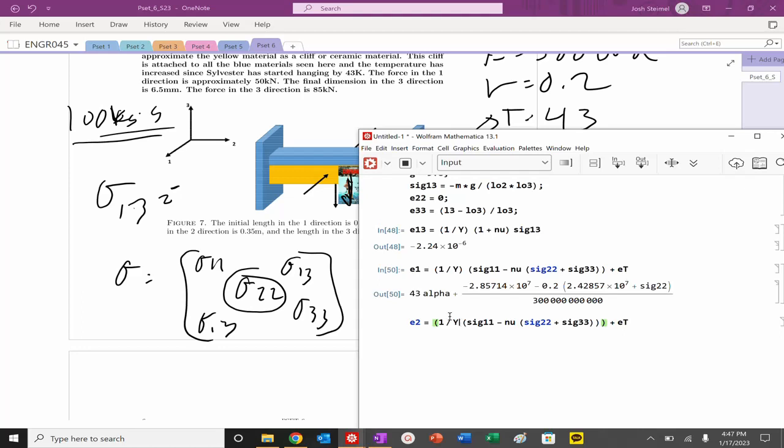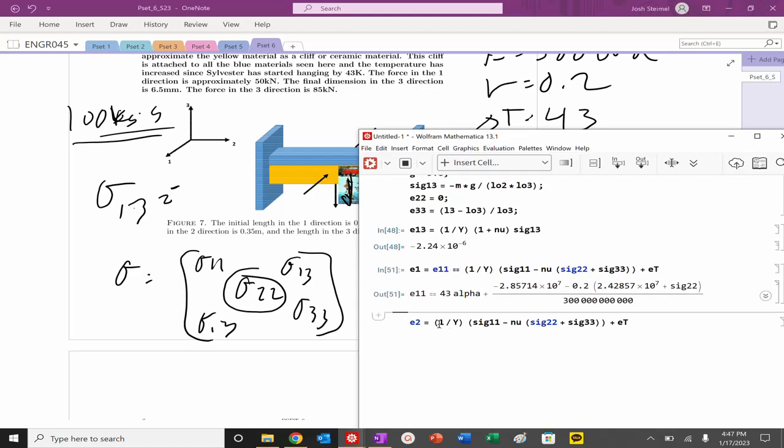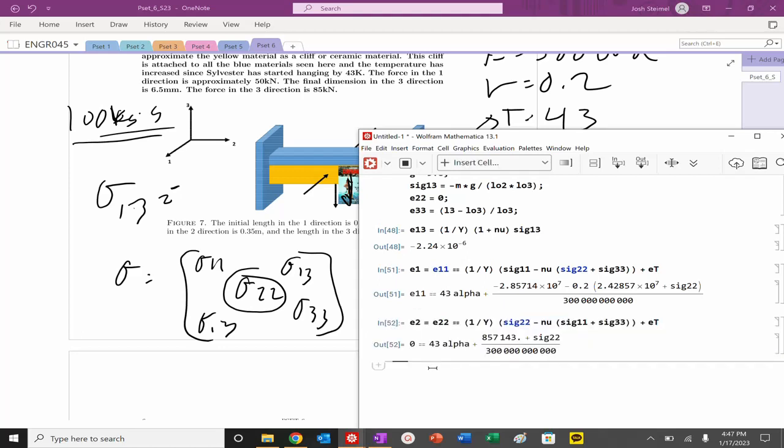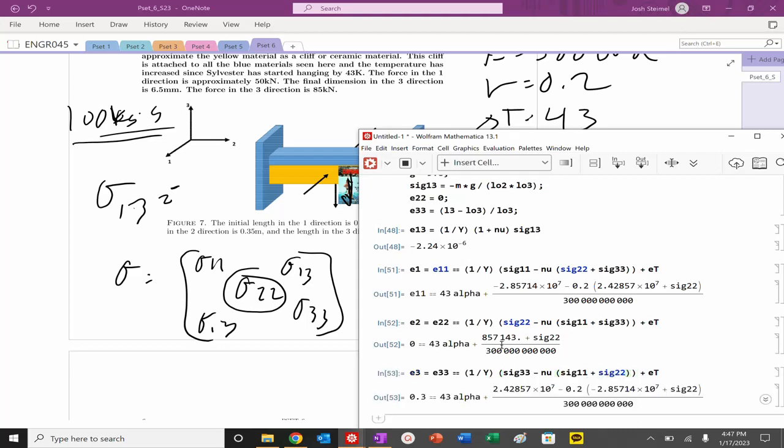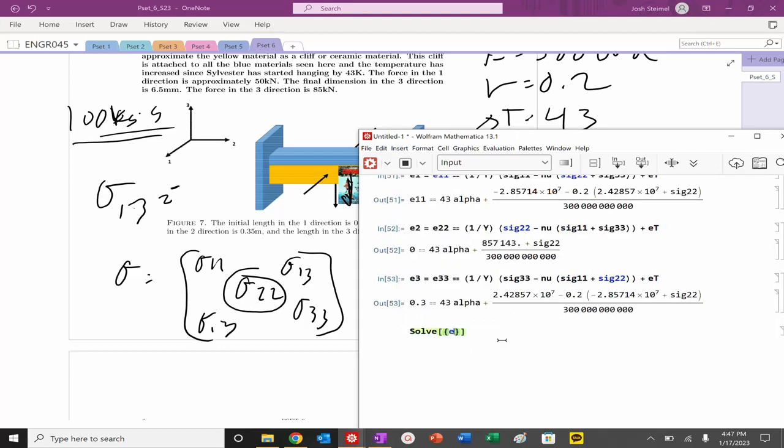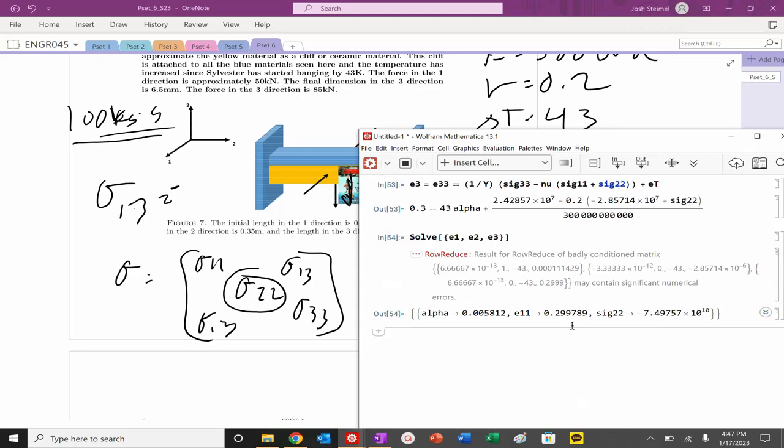E2, let's go ahead and copy this. Normal stresses, yes, I do need to take care of that one. This, and then E11 set equal to this. E22 set equal to this. This is going to be sig 2,2, and this will be sig 1,1. And then finally E33, sig 3,3, sig 2,2. And then let's solve E1, E2, E3 for my unknowns. And we've got it. That's it.